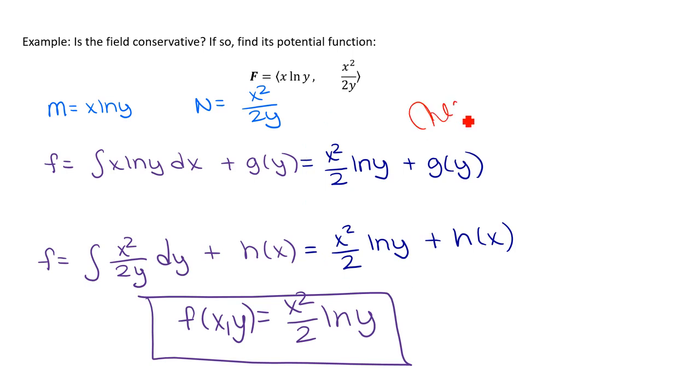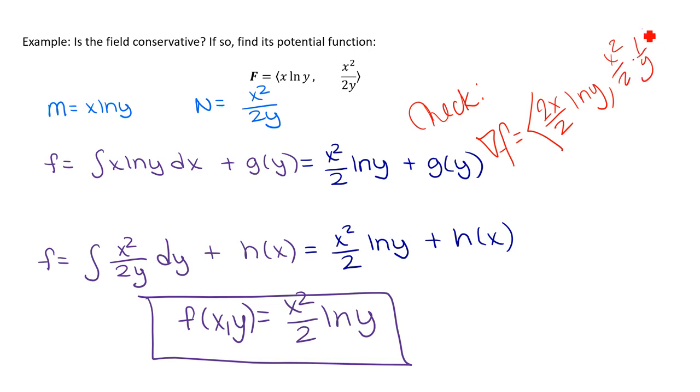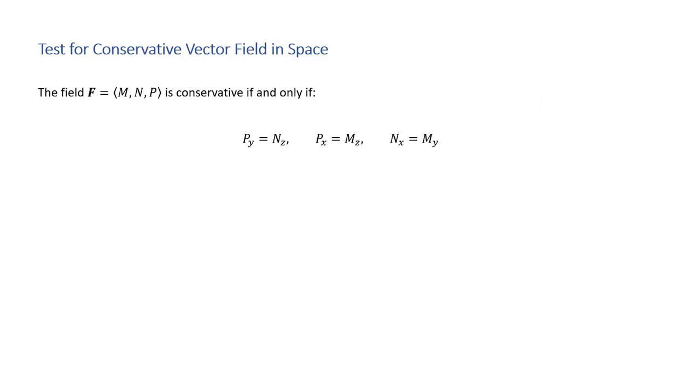If you ever want to check your work, it's actually not too bad to check it. You can just find the gradient vector of this potential function. So you can take its derivative with respect to x, and then you can take its derivative with respect to y, and make sure you get what you started with. And so that's a great way of checking your work.